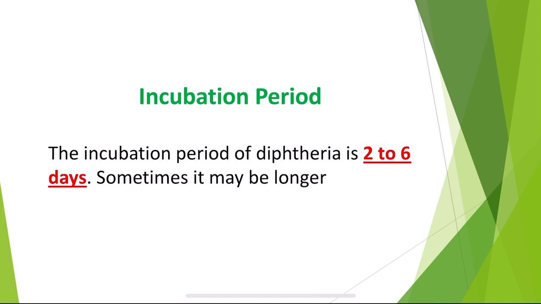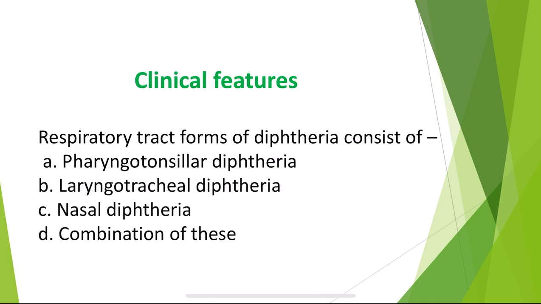Moving further to the incubation period of diphtheria. It is 2 to 6 days. Sometimes the incubation period could be much longer than that. So we will move further to the clinical features of diphtheria. Respiratory tract forms of diphtheria consist of pharyngotonsillar diphtheria, laryngotracheal diphtheria, nasal diphtheria, and it could be a combination of these. We will discuss each of these subtypes in detail in our upcoming slides.